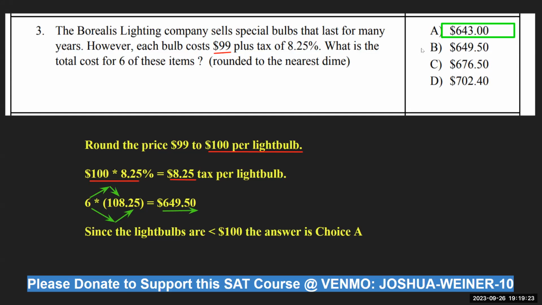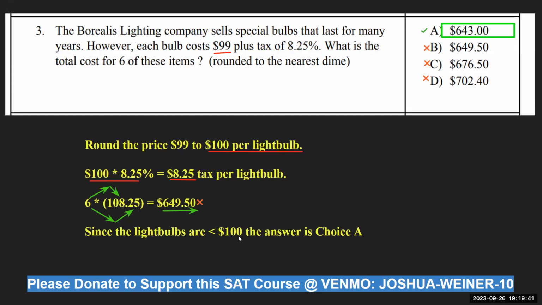Since we rounded up, we know that answer B is too high. 649.50 is an overestimate. So that also eliminates C and D, and the student that used their estimation skills has finished the problem much quicker. The correct answer is A, by using estimation.